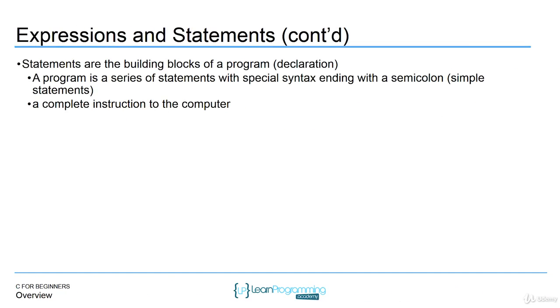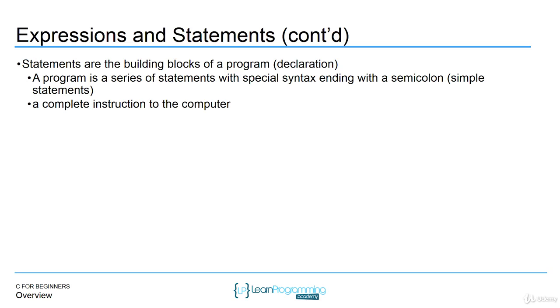Now, statements. We've mentioned that they're the building blocks of a program, but there are different types of statements. We've already learned how to declare variables. That's actually a statement. That's a declaration statement. So a program is going to use a series of statements with special syntax ending with a semicolon. Those are referred to as simple statements. Statements that are single lines that end with a semicolon. Right? You can also have compound statements, which I'll tell you about in a second.